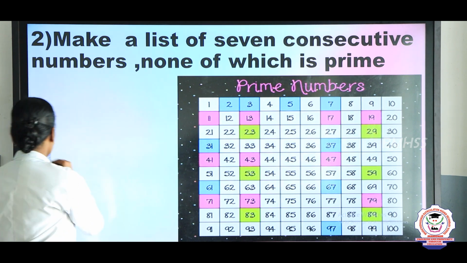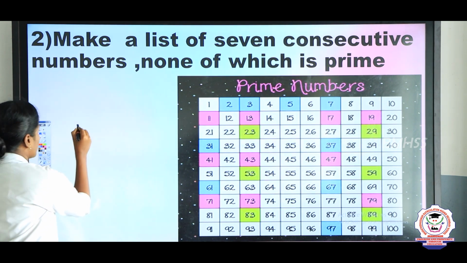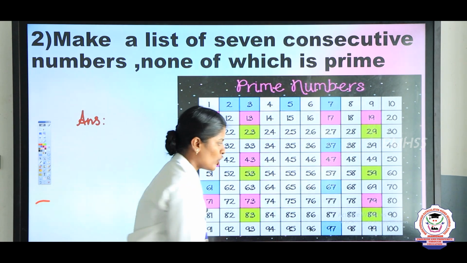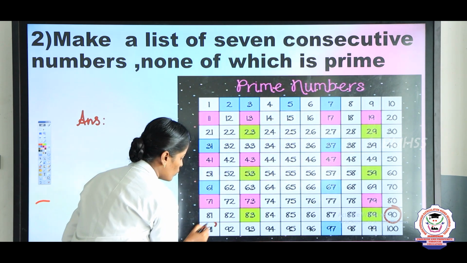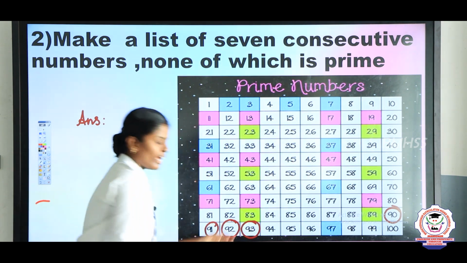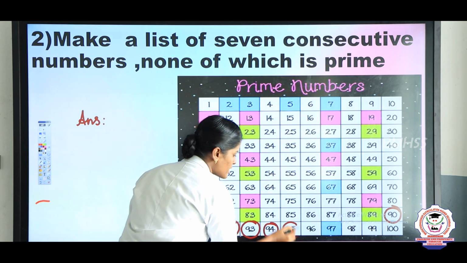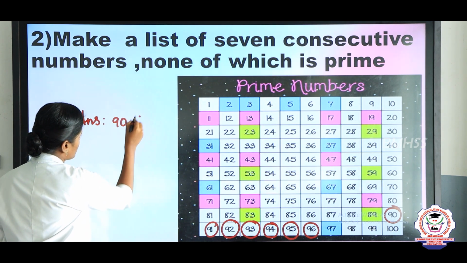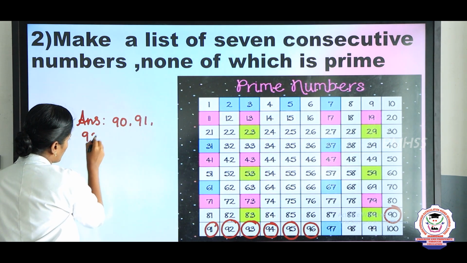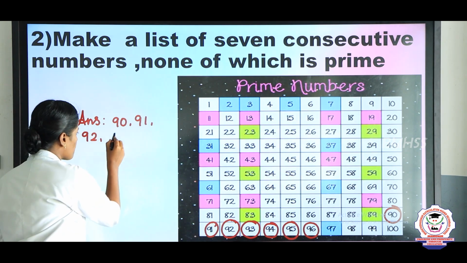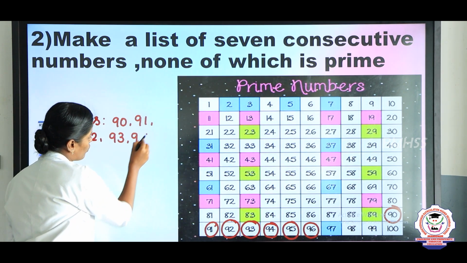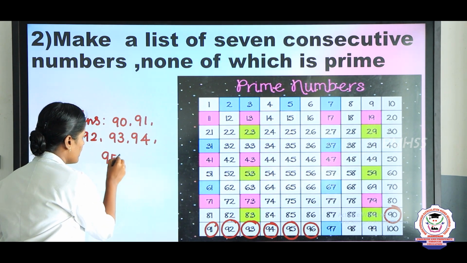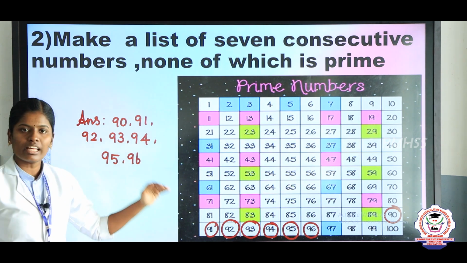So write the answer. The 7 consecutive numbers start from 90 onwards. 1, 2, 3, 4, and the next one is 5, 6 and 7. So write the answer: 90, 91, 92, and our next number is 93, 94, and our next number is 95 and 96. So this is the answer.